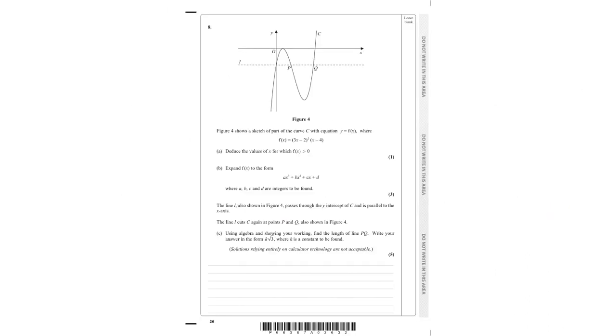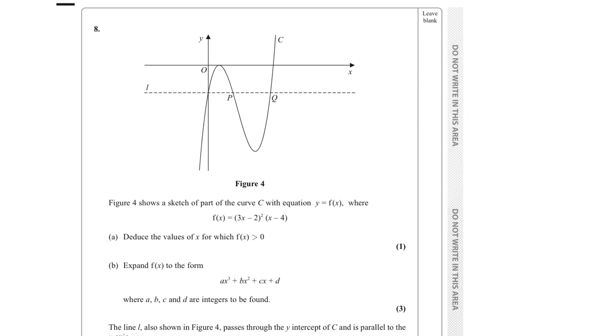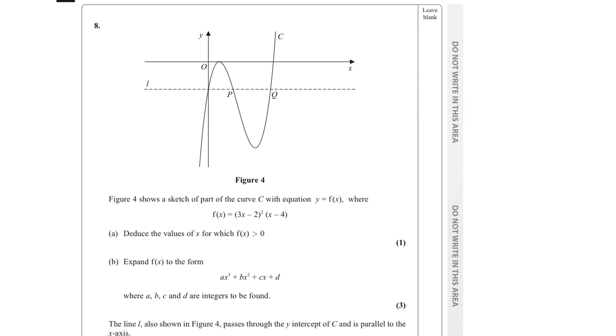Okay, question 8. So we have a diagram, lots of words. Let's just get to it. Right, it shows part of a sketch. The equation's 3x minus 2 squared times x minus 4. Okay, so I know this coordinate is 4, 0. And I know that this coordinate is 2 over 3, 0, because this is my square. Deduce the values of x for which f of x is greater than 0.